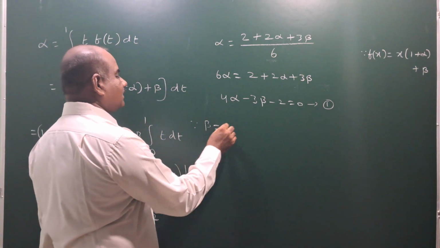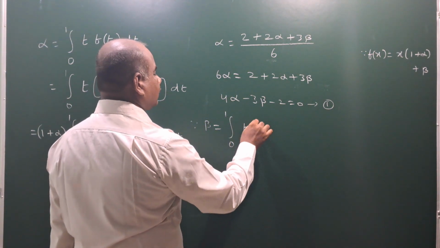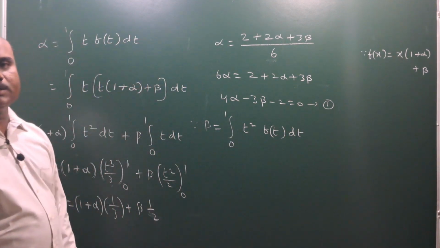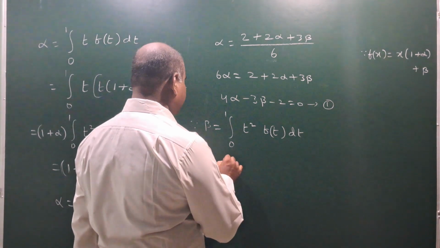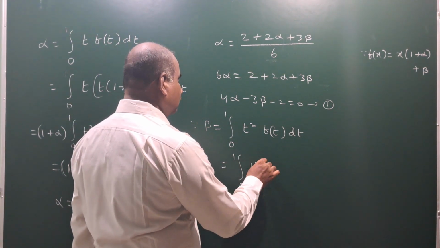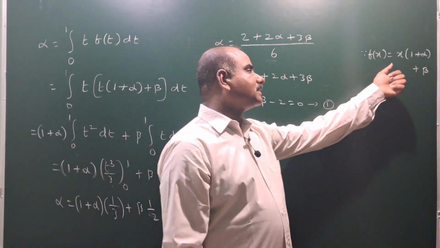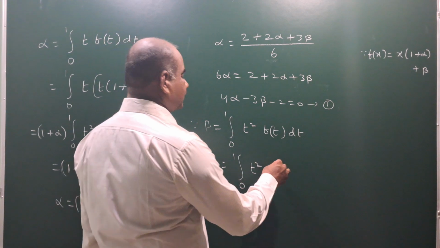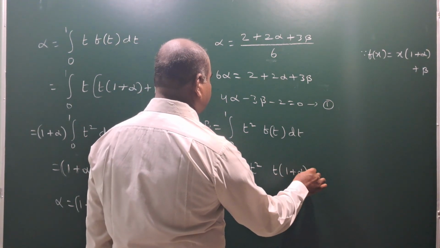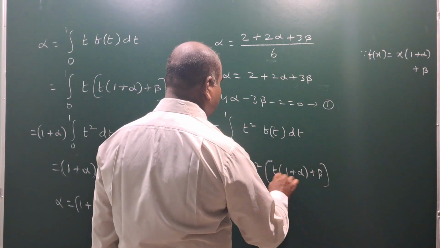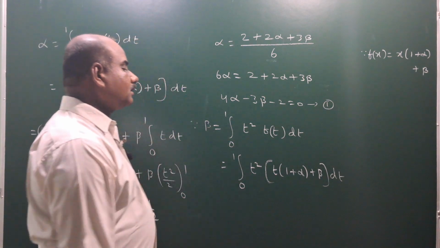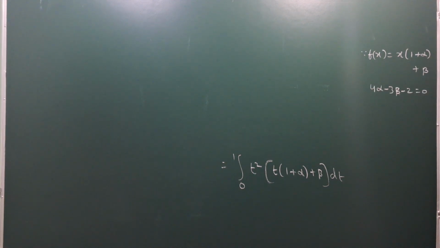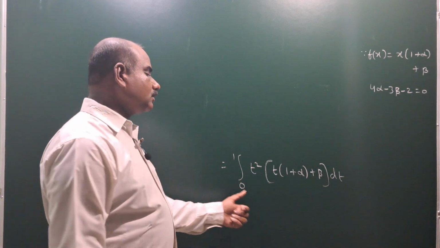We know that beta means integral 0 to 1 t square f of t dt. Now substitute the value of f of t once again. So integral 0 to 1 t square f of t. Here f of x is equal to x into 1 plus alpha plus beta. F of t means just replace x with t only. So it is equal to t into 1 plus alpha plus beta whole dt. Now we have to split this integral into two integrals like this.